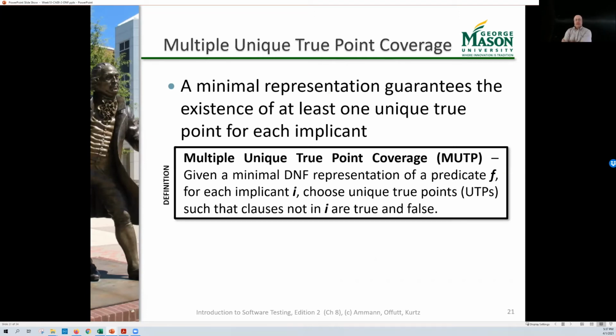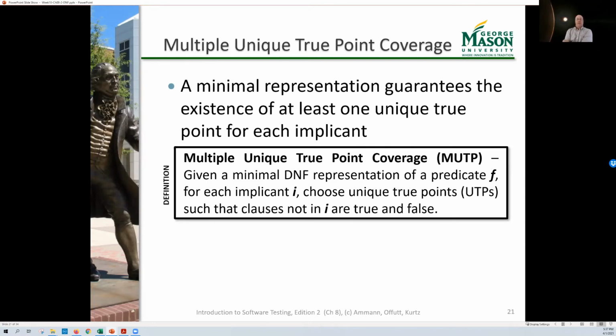So that leads us to an interesting test criterion: minimal unique true point coverage, or MUTP. As we get further and further into this, the names get weirder and weirder. But I didn't make them up, so I'm not taking the credit for that or the blame. So, multiple unique true point coverage.